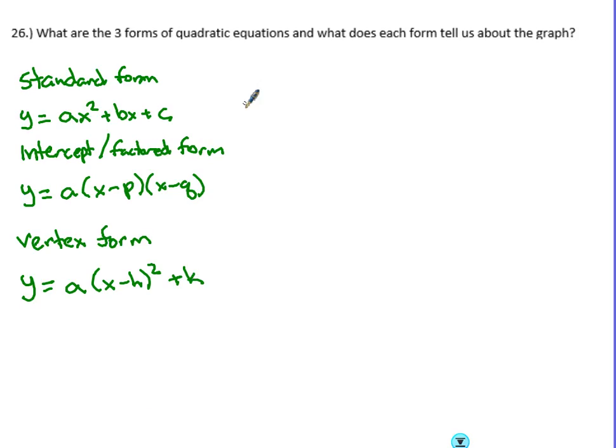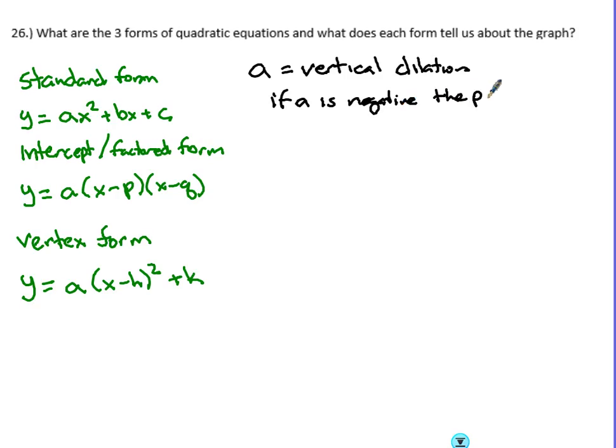Starting with standard form, starting with the a value. The a value is the same in all three of these equations, and the a value represents the vertical dilation. And also, if a is negative, the parabola faces down. The a value is the same in each of the three forms.